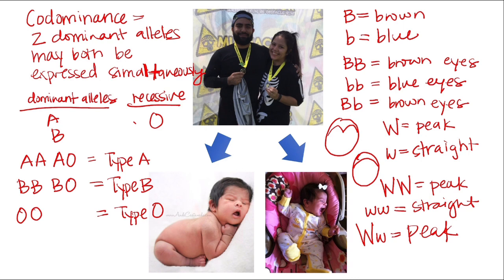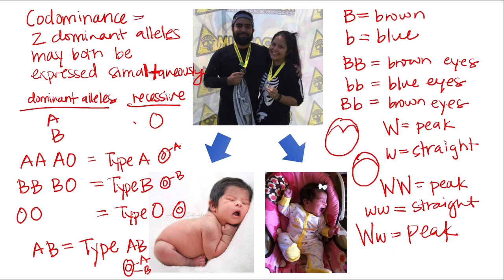And then for type AB, obviously you'll have one copy of A, one copy of B. Both are expressed. Okay, you have both the A antigen and the B antigen showing on the surface of that person's red blood cells. So they are type AB. Okay, this would be a red blood cell with an A antigen, a red blood cell with a B antigen, red blood cell with no antigens because it's type O, and then type AB will have both A and B. Okay.